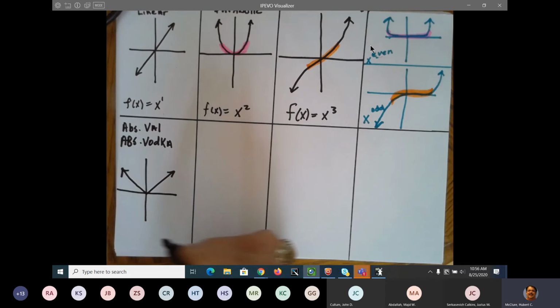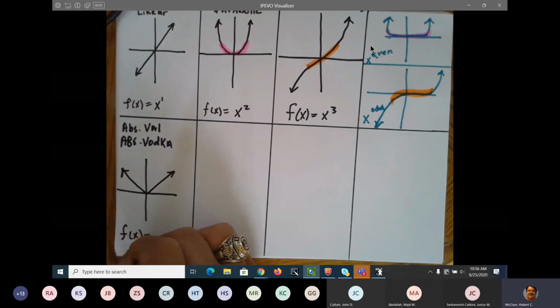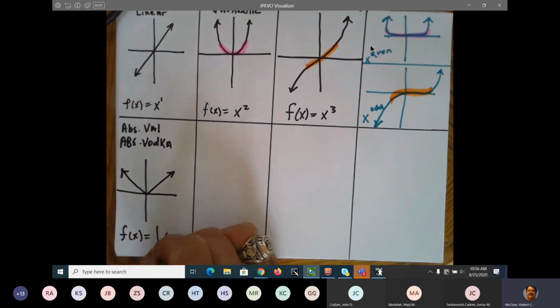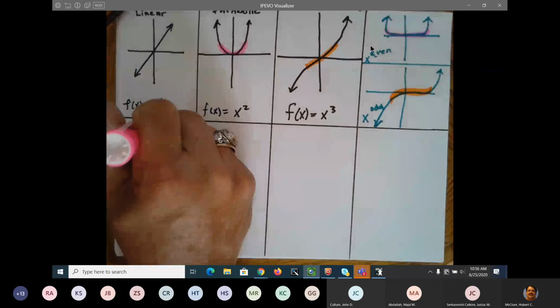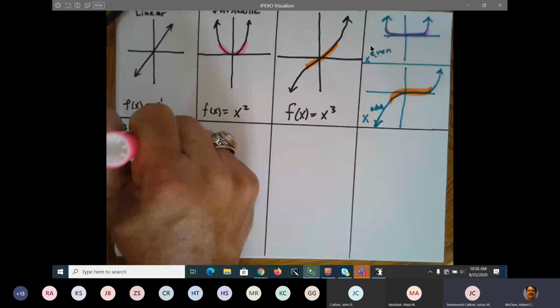Okay. f of x is equal to absolute value of x. What does the absolute value function look like? Well, what does value start with? V. So what does the function of absolute value look like? A V. It looks like a V.